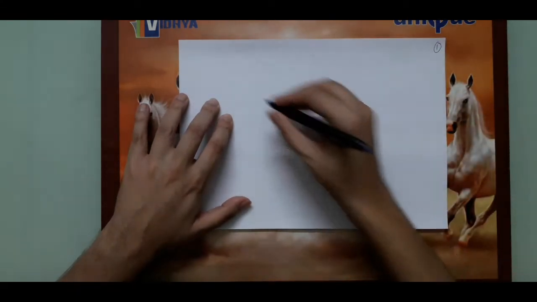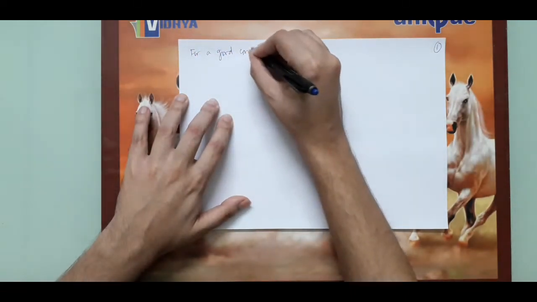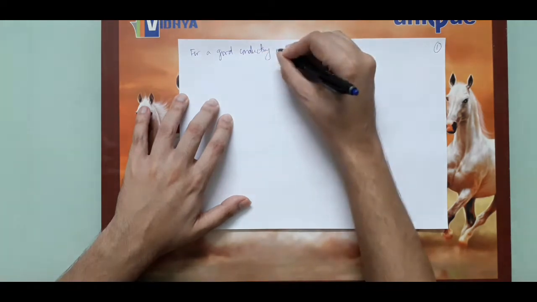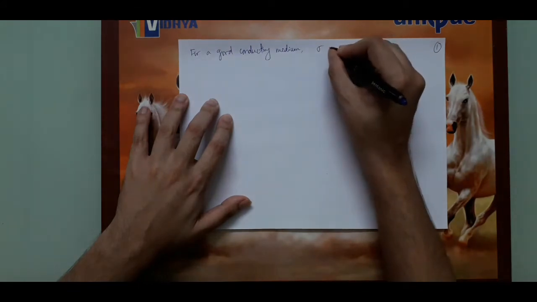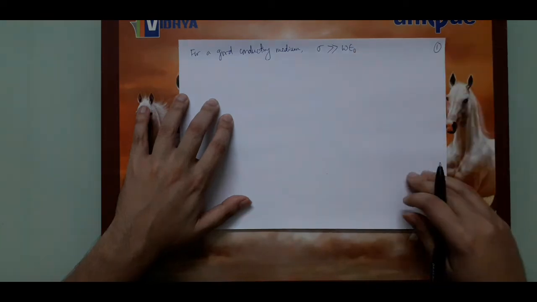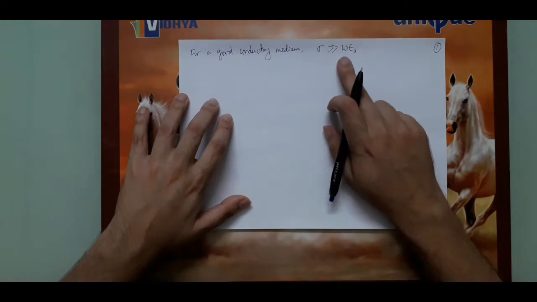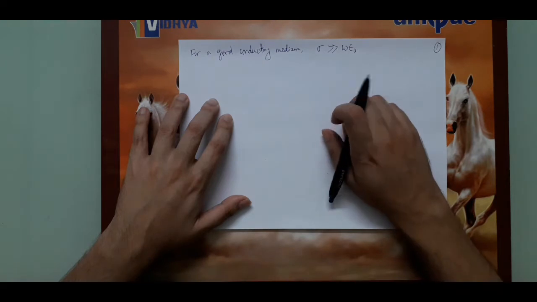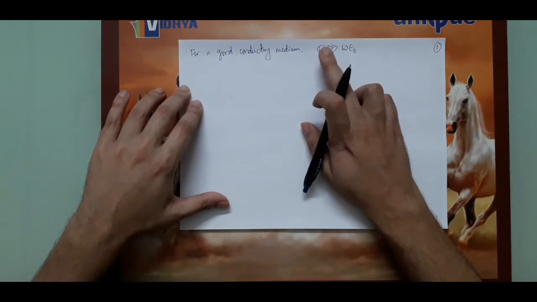So we had said that for a good conducting medium, the conductivity sigma is much more than omega epsilon 0. So essentially this is beyond or much above the transition frequency which we had defined in the previous class. We had also defined something called the loss tangent. So in a nutshell, this essentially indicates that the conductivity is very high.